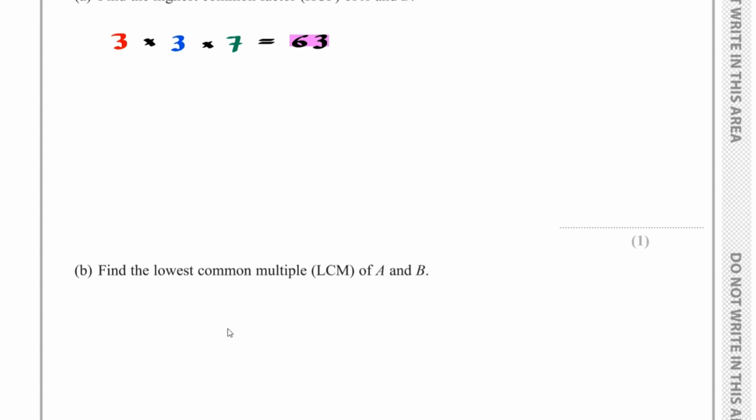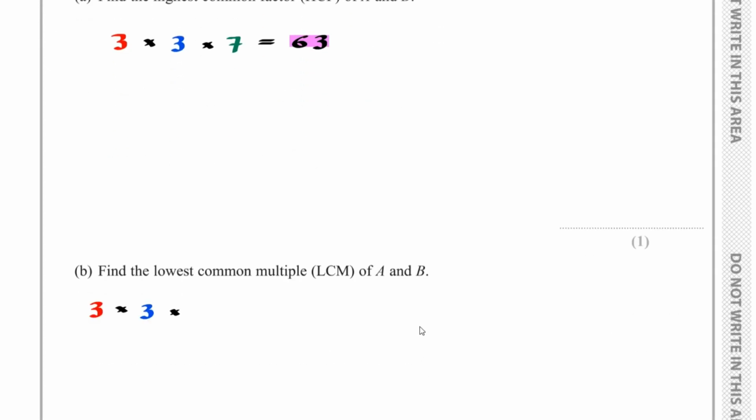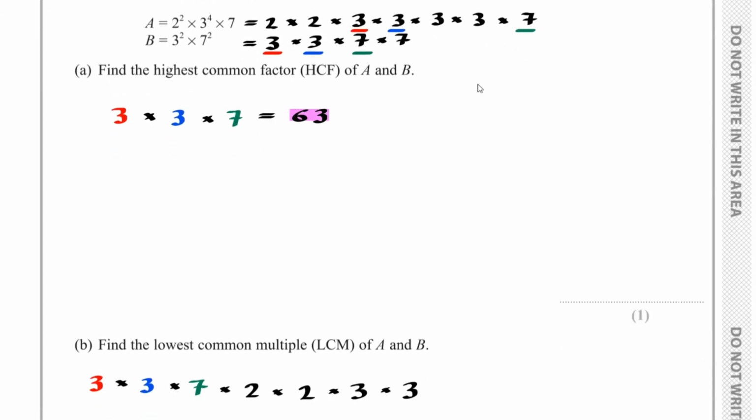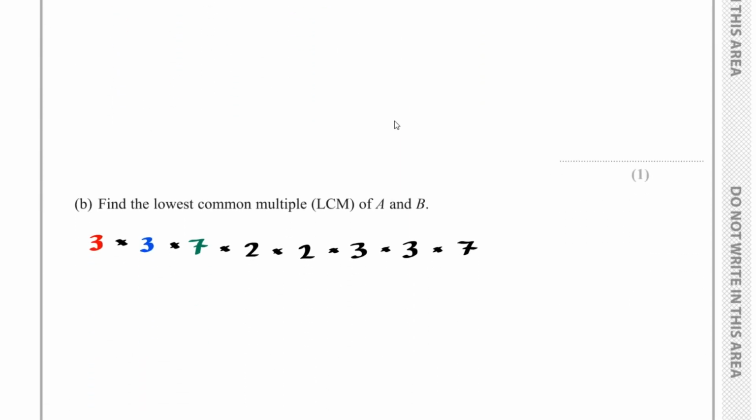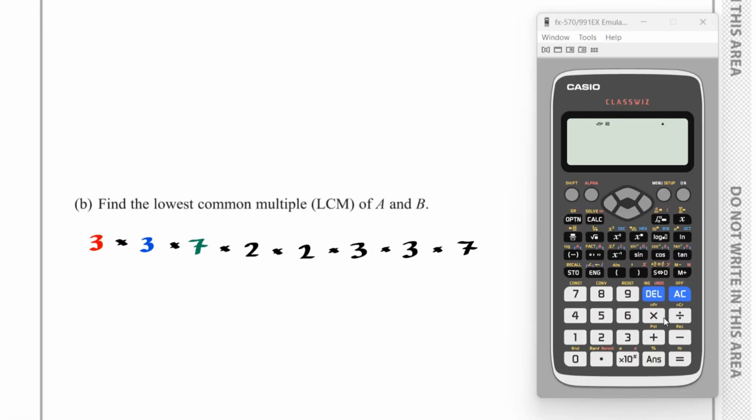We now have to find out the lowest common multiple of A and B. Well, we've got the 3 and the 7 which are common to both, but then what we need to multiply is what's remaining. So we multiply by this 2, then by this 2, then by this 3, then by this 3, and then by this 7. If we work out what this is equal to, we have 3 times 3 times 7 times 2 times 2 times 3 times 3 times 7, which is 15,876.